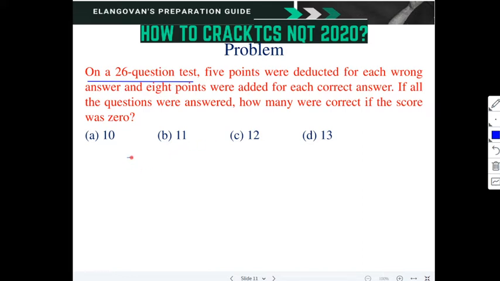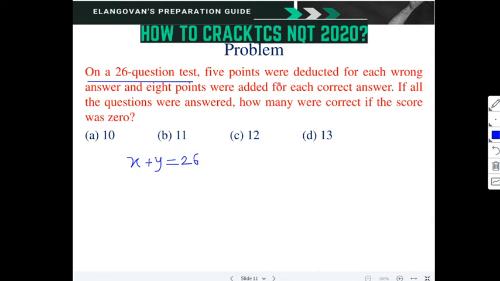So let me take x as the number of correct answers I made, and the number of wrong answers I am taking as y. So the total number of questions is 26. So this is the first equation we made.